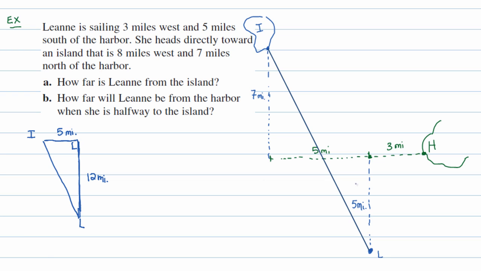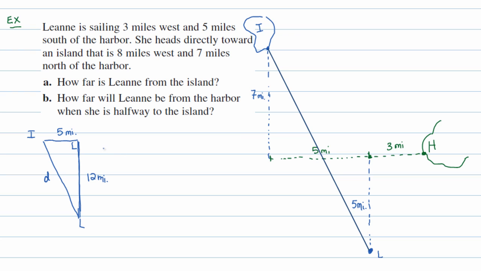That's why this picture is super important, because all I did, and I'll kind of draw it in here, all I did was complete this triangle to make a right triangle. Do you see it? Now I'm going to remove it because I don't want it in my way, but that's what we did. So this is the distance between Leanne and the island.